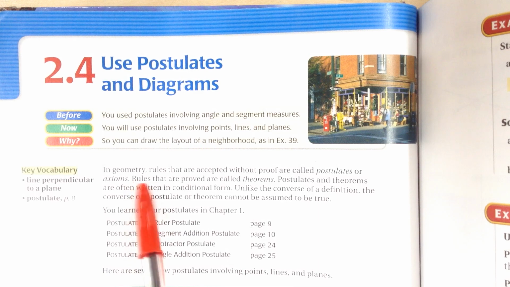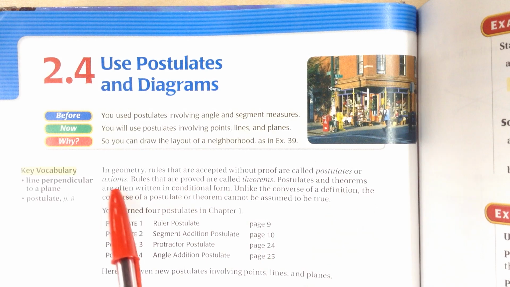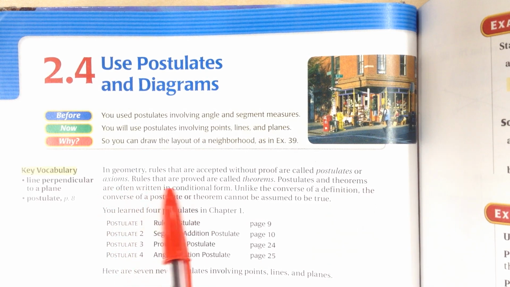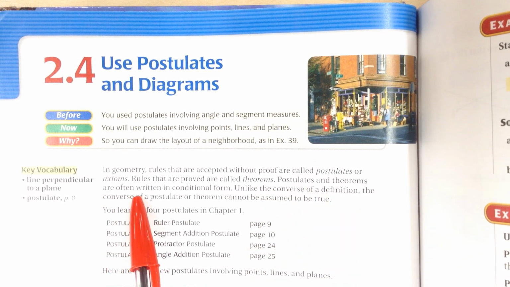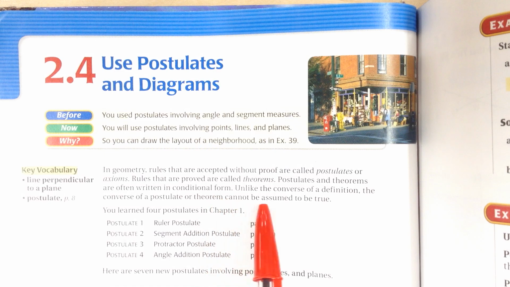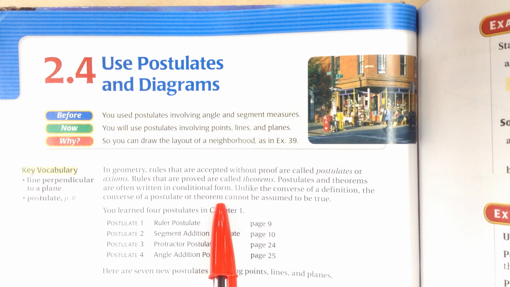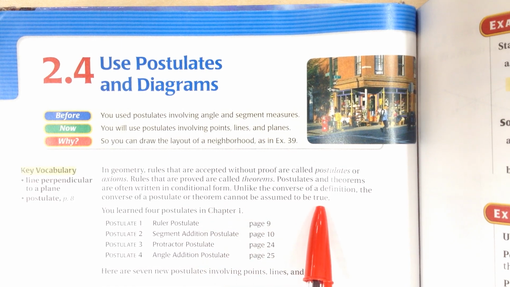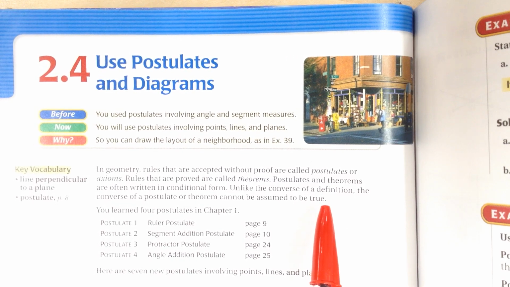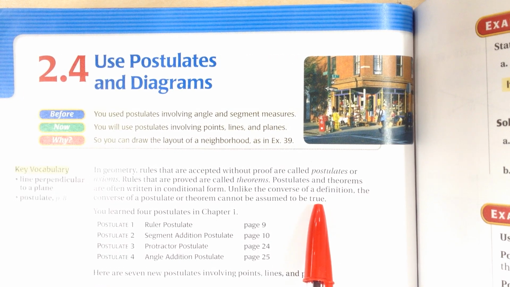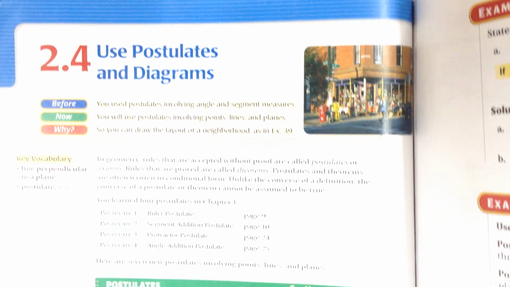It says, in geometry, rules that are accepted without proof are called postulates or axioms. Rules that are proved are called theorems. Postulates and theorems are often written in conditional form. Unlike the converse of the definition, the converse of the postulate or theorem cannot be assumed to be true. So you have to be careful about the converse. You cannot assume the converse is true. The only time that's true is when you have the biconditional. So that's a quick review.